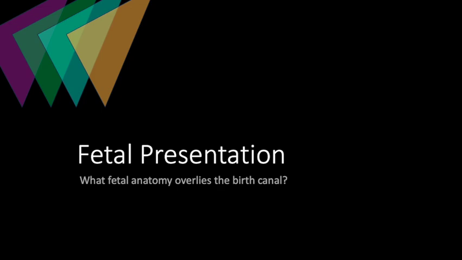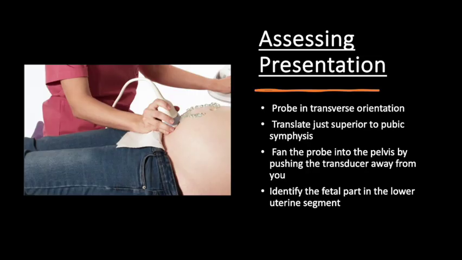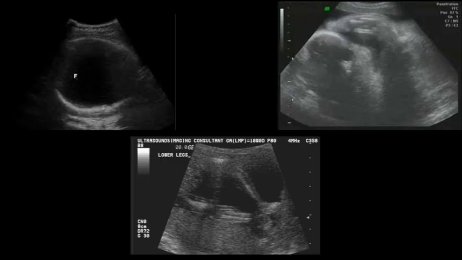Once we determine the fetal lie, the next question that we ask is what presenting body part or what fetal anatomy overlies the birth canal, which is referred to as fetal presentation. Assessing presentation depends on using the curvilinear probe in the transverse orientation. You'll place it just superior to the pubic symphysis and fan the probe down away from you and into the pelvis by pushing the transducer top away from you. This will identify the fetal part in the lower uterine segment.